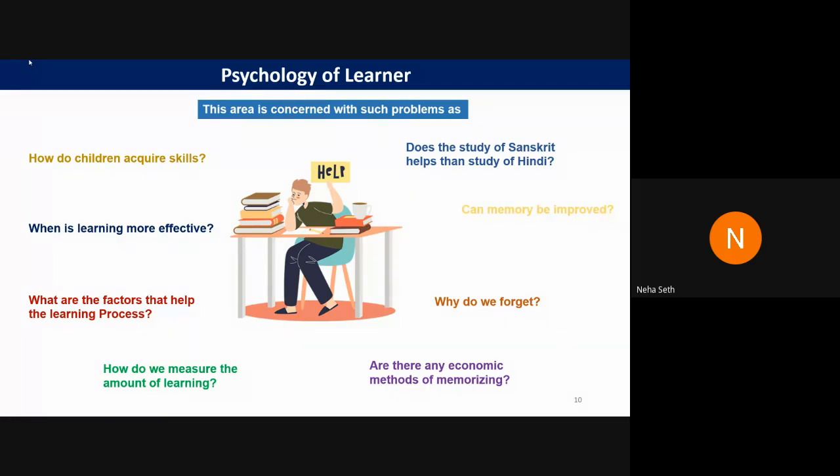Because they are not understanding, they are just learning. There is a difference between learning and understanding as well. Are there any economic methods of memorizing? Is there any way through which you can just drink something and it will remain in your mind? How do children acquire skills? It is not about educating them, but how they are getting any kind of skill, how they are learning something different. We have some skill development courses in our programs as well.